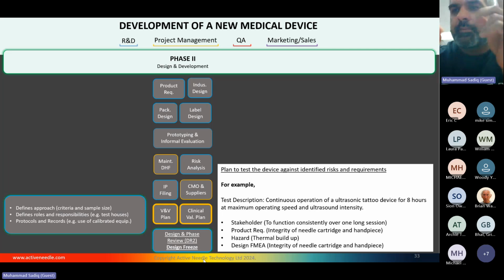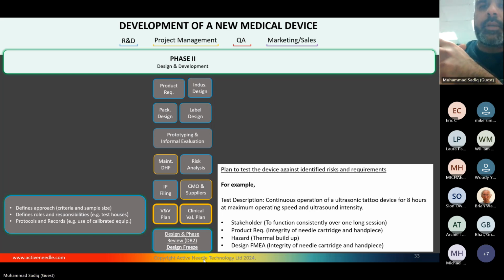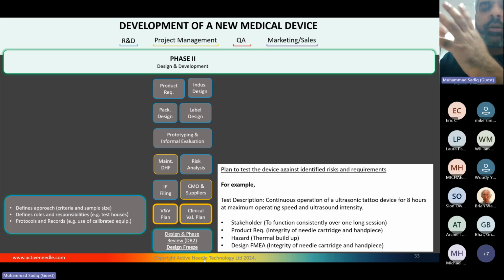For example, I'm quoting the Tetra device, but the same applies to our biopsy device as well. Continuous use of the Tetra device for 8 hours at maximum operating speed and ultrasound intensity. If you do that one test, you are testing a stakeholder requirement that the device should be able to function consistently over longer sessions, and a product requirement that the integrity of the needle, cartridge, and handpiece is maintained, so it doesn't get hot and doesn't break into pieces.